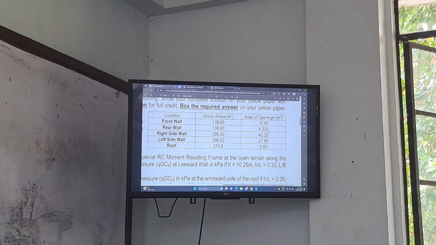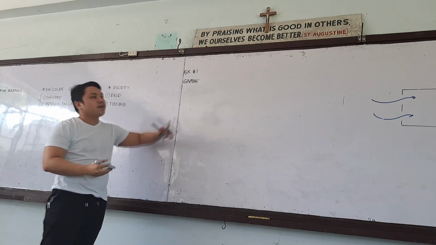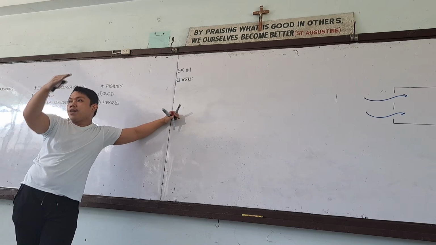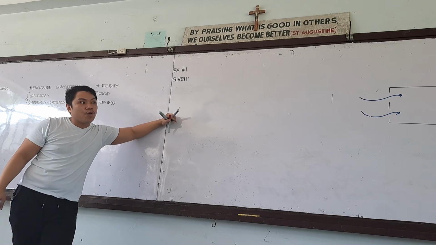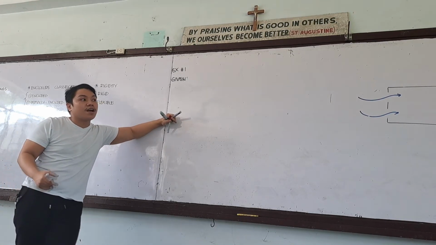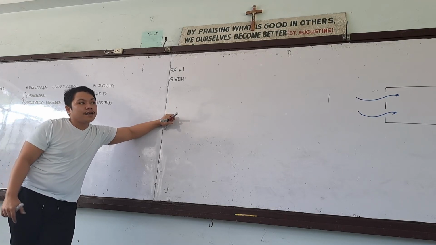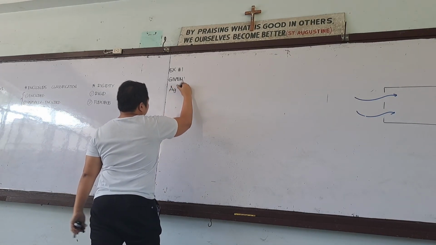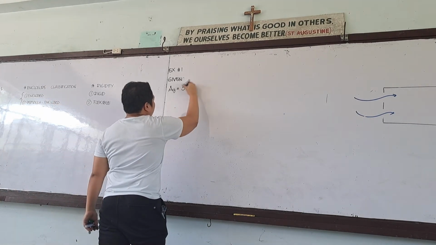Let's identify the parts in our table. We have 5 parts of our building envelope, the exterior faces of our building: the front wall, rear wall, right side wall, left side wall, and the roofing. Since the wind hits our right side wall, we will consider AG as the gross area of that wall, which would be 396 square meters.